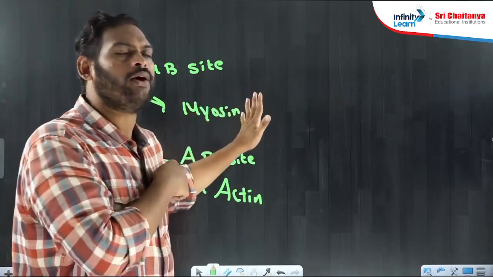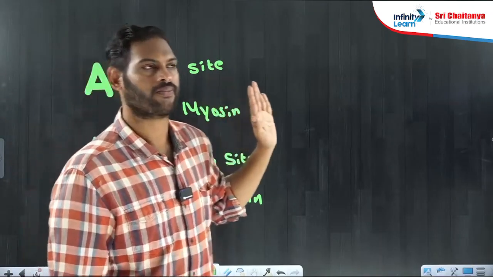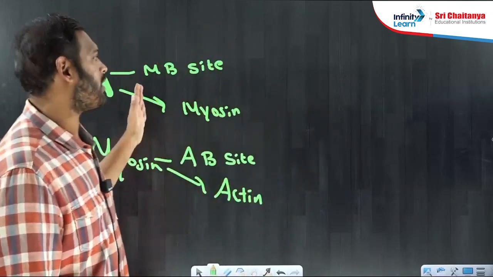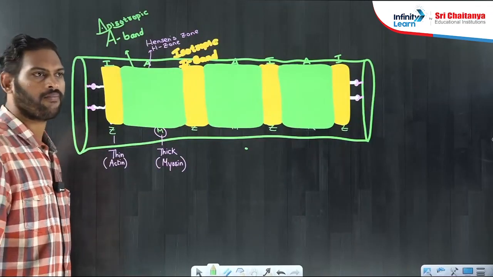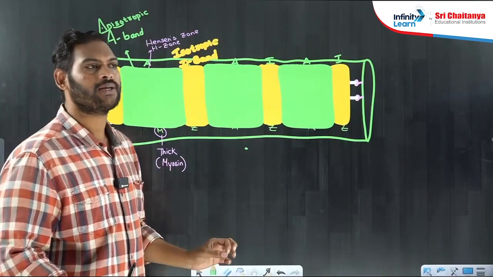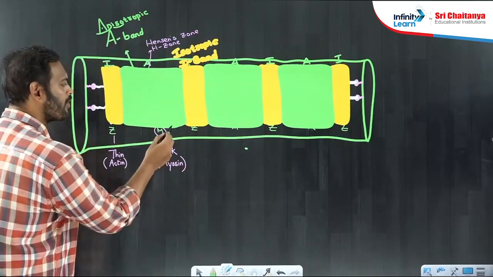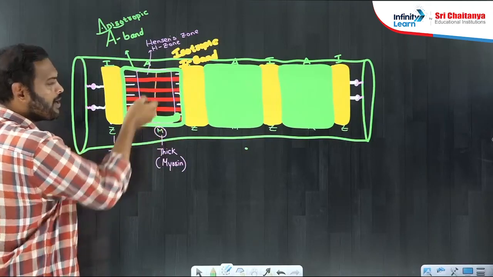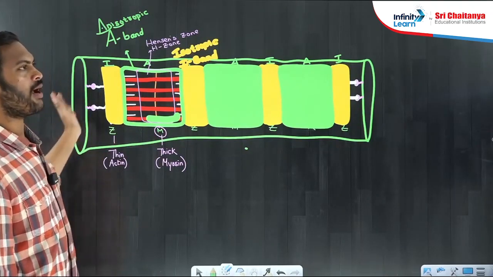So is it clear till this point? We'll discuss it, no issues. Okay, we'll continue. It will be easy once you understand the concept of the structure first. Okay, H zone means, yeah Jayashri, H zone was at the center of A band. I did not show you that in the picture, right? I'm showing you whole I and A bands.